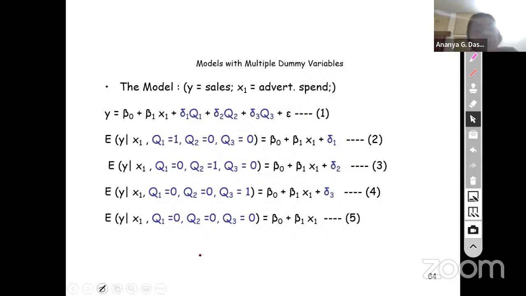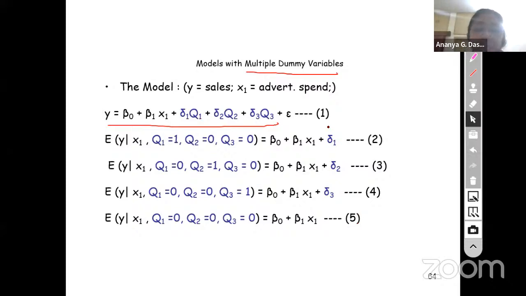Now, if you have a model with multiple dummy variables, the interpretation of the coefficient also does not change. So here you see, I have Q1, Q2, and Q3. So my base group is Q4. Okay. So what does that mean?